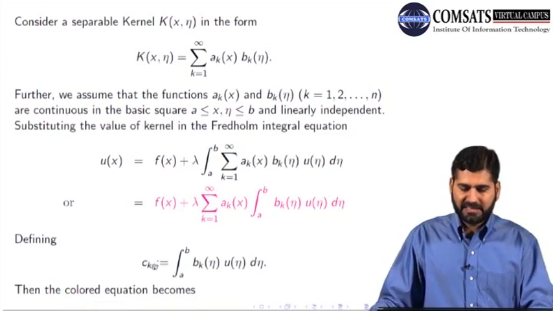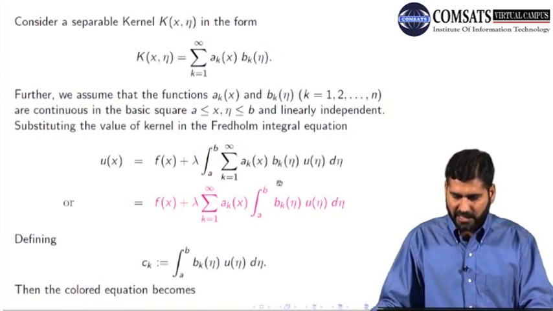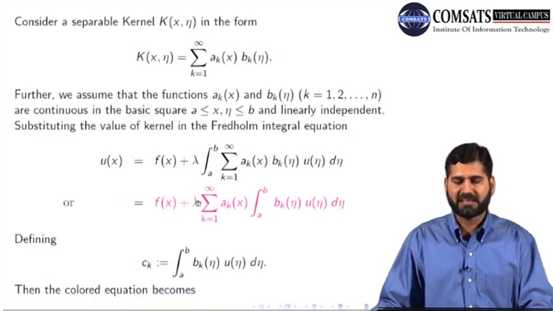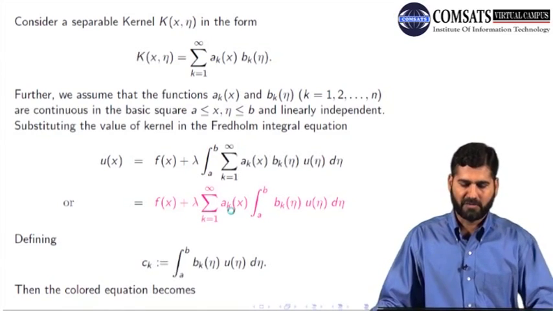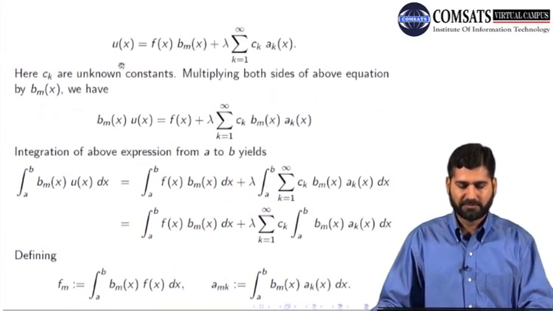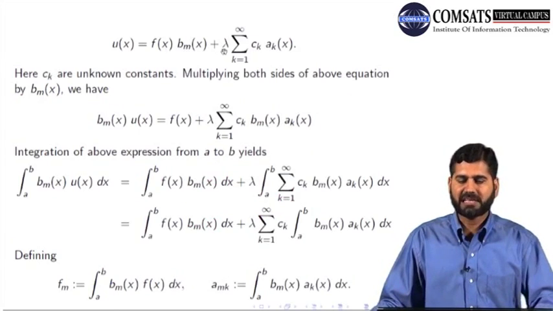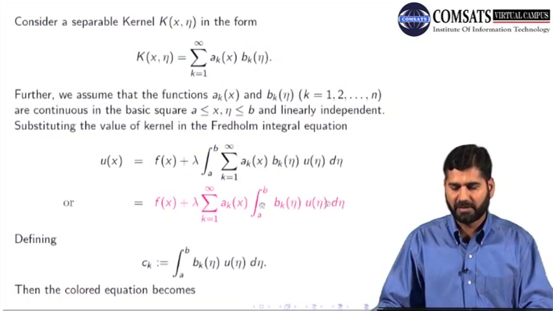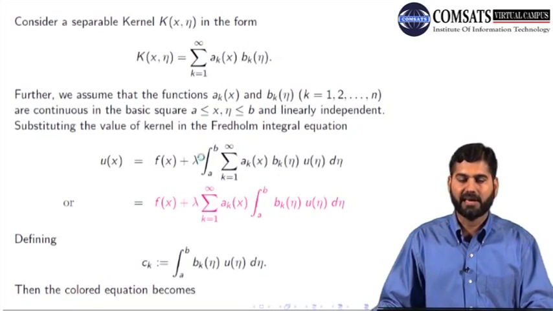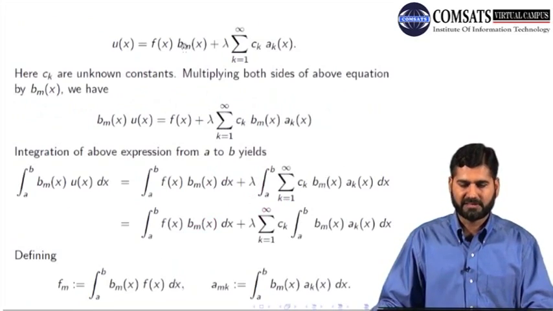So if I replace this c_k in this colored equation, we can write this as c_k. So all I got is f(x) plus lambda c_k a_k, and sum over k from 1 to infinity. So what you got is u(x) equal to f(x) plus lambda, sum over k from 1 to infinity, of c_k a_k, because this whole thing becomes c_k. There is no b_m(x) here. There should not be b_m(x) here. This is a typing mistake.